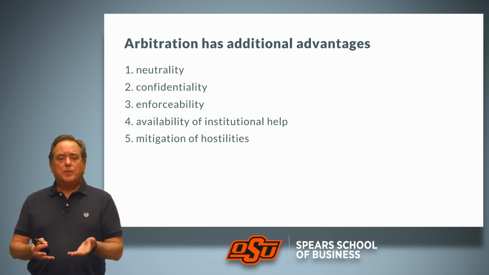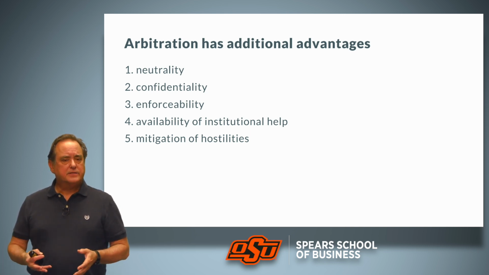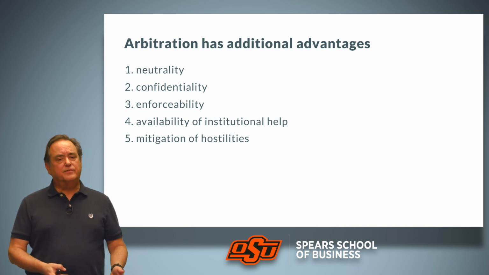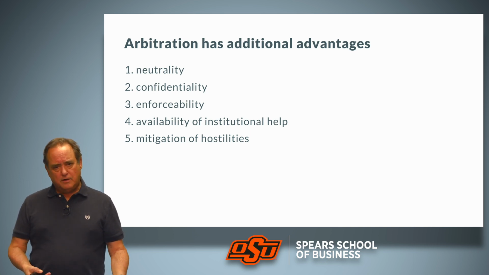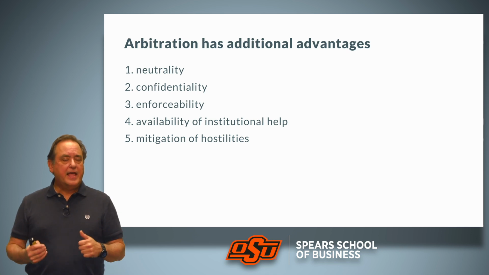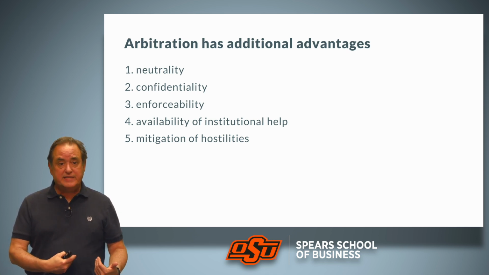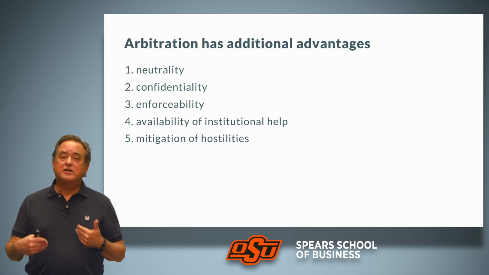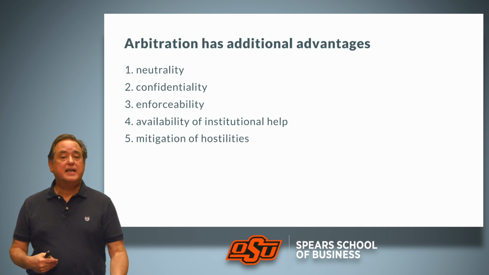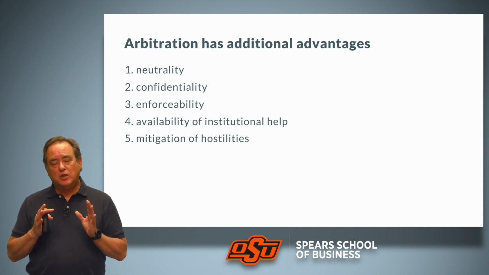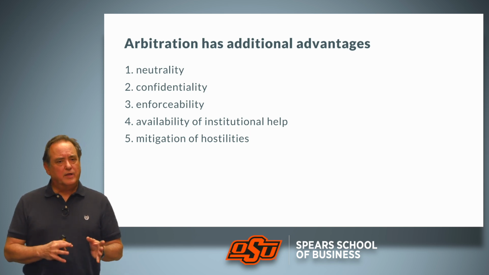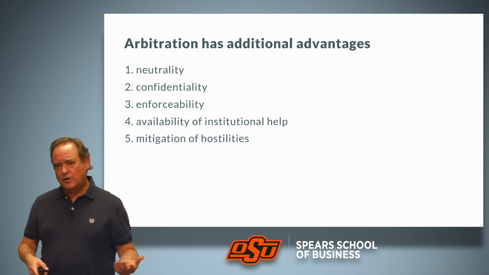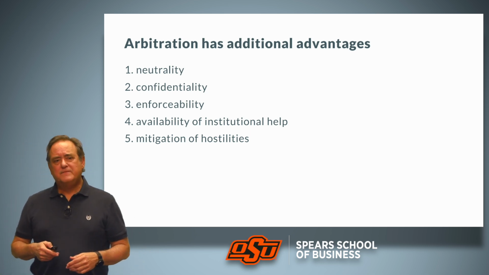Availability of institutional help. What this means is there are companies that are in the business of facilitating arbitration. They are there to assist parties. They can provide a preset number of rules. They can provide arbitrators that are responsive to your exact needs. There's a large amount of institutional help that's available for an arbitration proceeding.